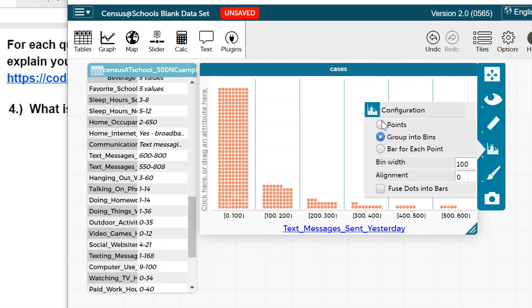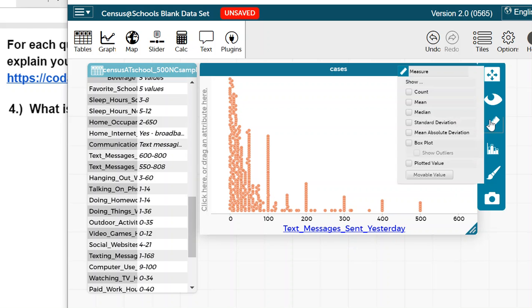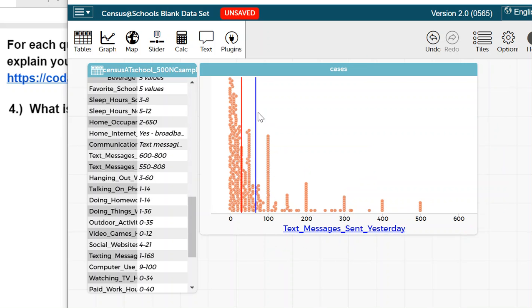I'm going to ungroup them and go back to points, because quite honestly, this was showing us about as much. Now, two things that would be interesting would be mean and median. And the mean should not surprise you being over here to the right. The median represents the exact middle. There are just as many people below that number as there are people above that number. So a median of 30, looking at this graph, looks quite reasonable.